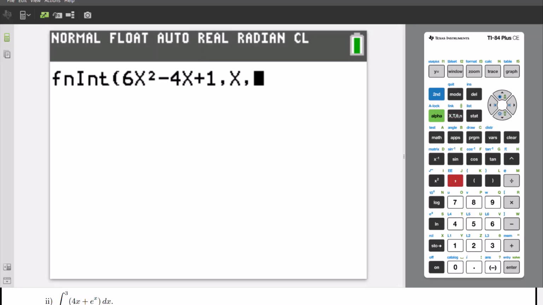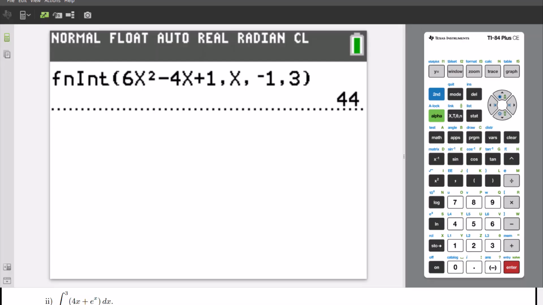Then I do another comma and give it the lower bound and upper bound, again separated by commas. So for me, the lower bound is -1, so make sure you use the tiny little minus sign to tell the calculator that the lower bound is -1, put another comma, and then add the upper bound, which is 3. And finally, we're done, so I'm going to close the parentheses and just hit enter. And as you can see, it will say 44.